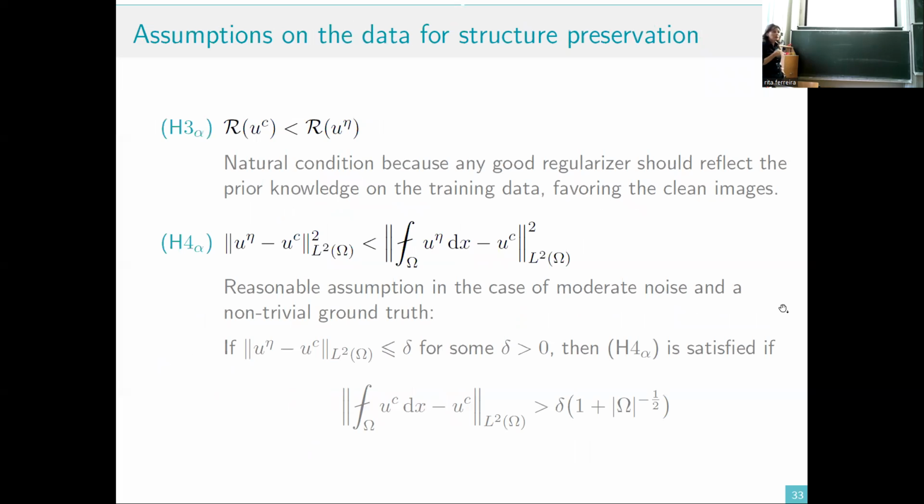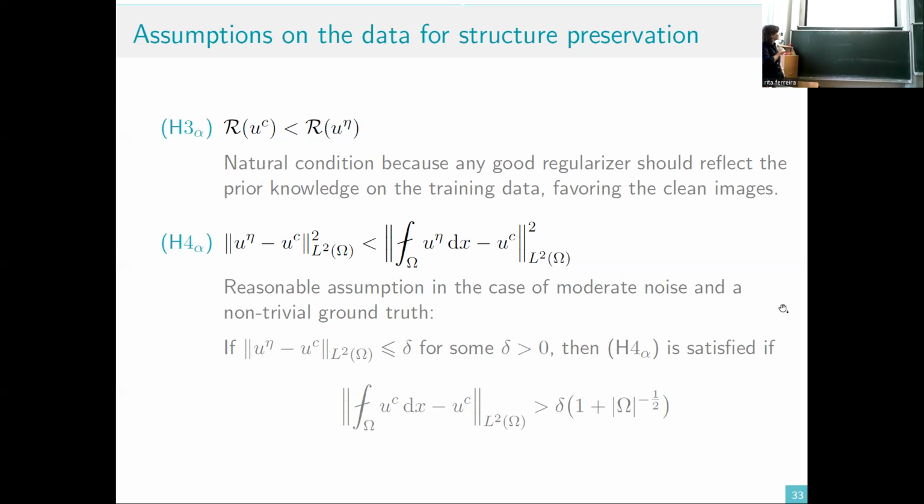On top of the first two, you assume further that the energy in terms of the regularization, measured at the clean image, is strictly smaller than at the noisy one. And this is a natural condition, because you want your regularizer to prefer clean images over noisy ones. So you want the energy to be smaller at the clean images. That is a natural condition, because we are in a minimization procedure.